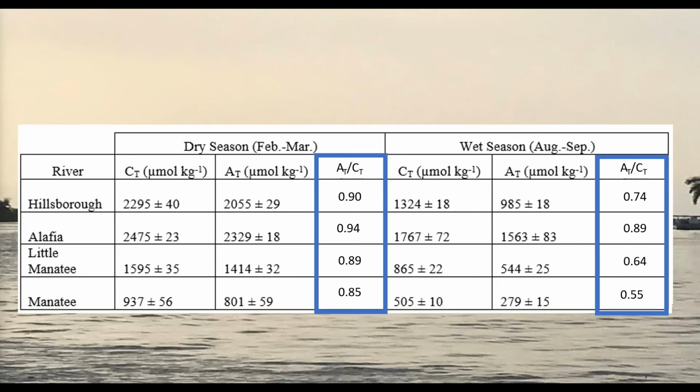This table highlights the ratio of AT to CT within those blue boxes. What I want to point out is in the dry season, you can see that ratios were broadly consistent between the four rivers, ranging from 0.85 to 0.9, while during the wet season, ratios were much more variable between the rivers, ranging from 0.5 to 0.89.